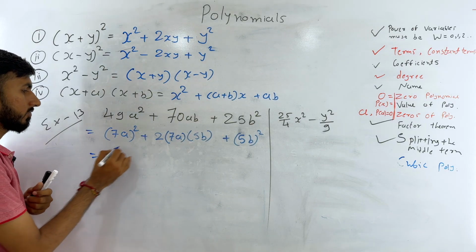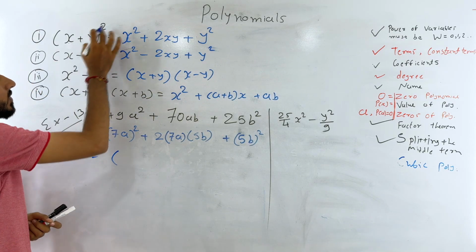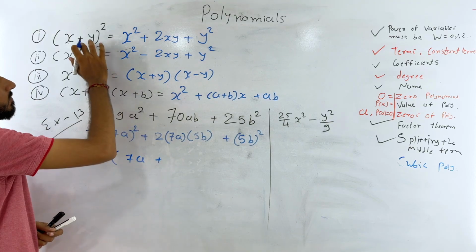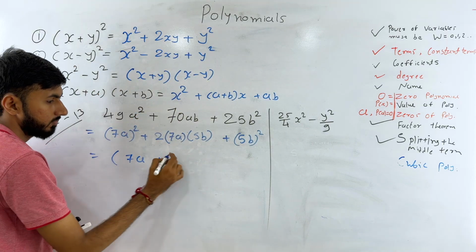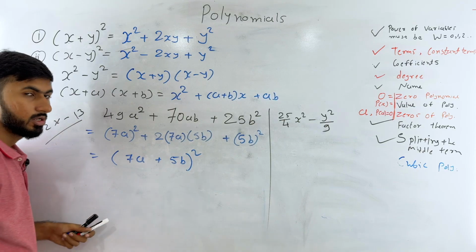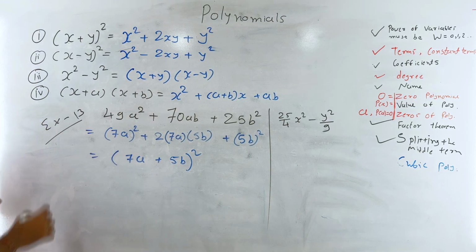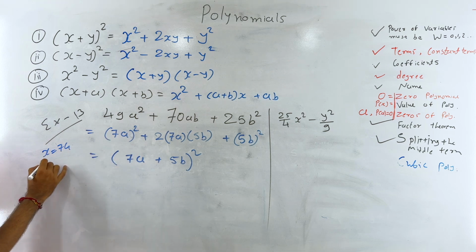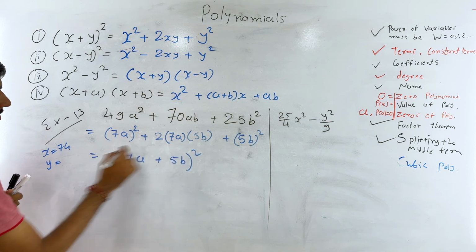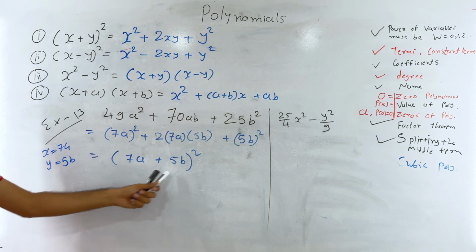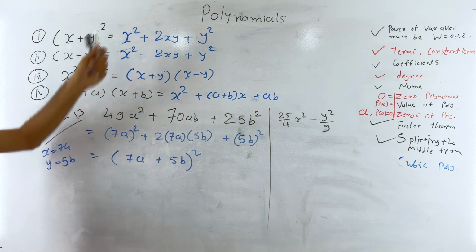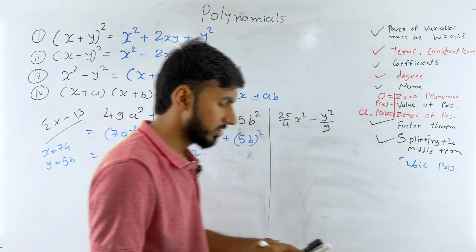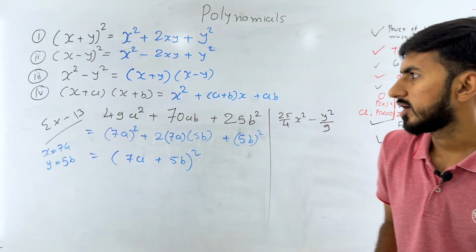Now by using the first identity, my answer looks like (x + y) whole square, that means first term plus last term, whole square. The first term is 7a. My value of x is 7a and my value of y is 5b. So (7a + 5b) whole square. This is my answer. So by using identities, you can factorize polynomials very easily, right?